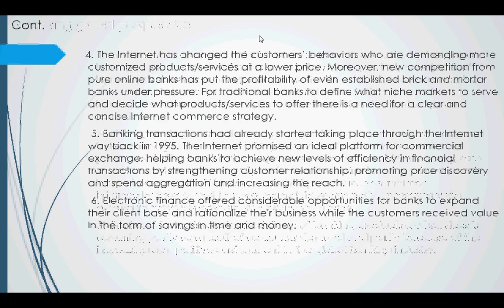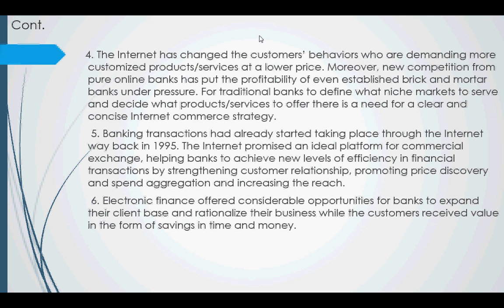The internet has changed customers' behavior; they are demanding more customized products and services at a lower price. That could be made easy. Moreover, new competition from pure online banks has put the profitability of even established brick and mortar banks under pressure. For traditional banks to define what niche market to serve and decide what products and services to offer, there is a need for a clear and concise internet commerce strategy.